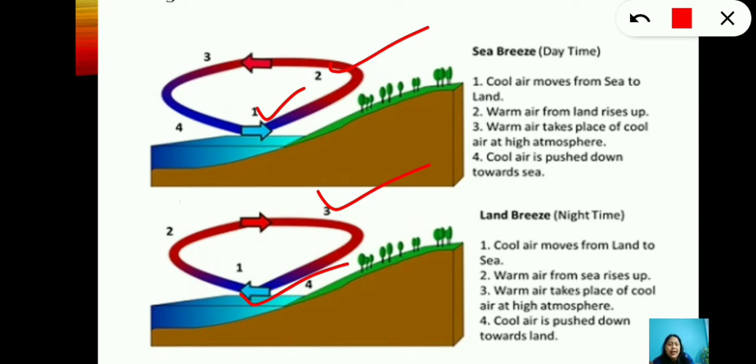In a nutshell, I would like to say that hot air, when it becomes very light, rises up, and the cold air takes the place of the warm air. That means the cold air rushes towards that particular space once the warm air rises up. So I think it's clear.